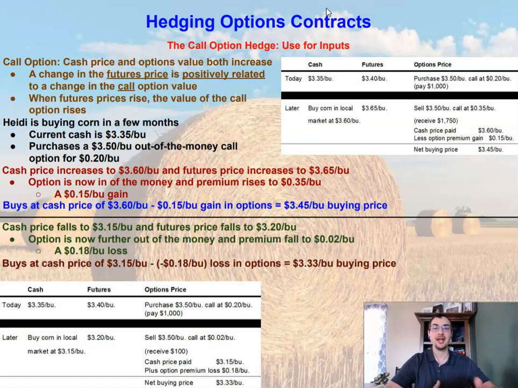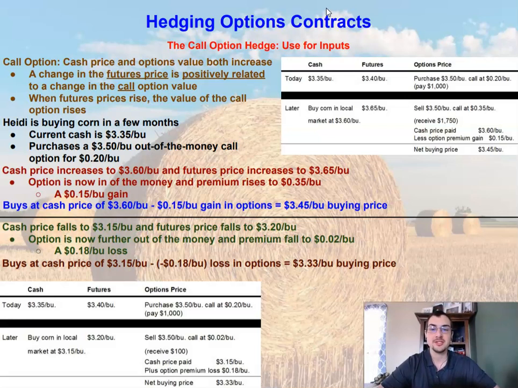Remember that we're buying this too. So why would we want to engage in something where if cash prices go up, our option's value goes up as well, but if both go down, we lose on both ends? Well, think about it this way. You're buying this particular commodity, right? So if the cash price goes up, we're paying more for this commodity. That's not exactly ideal. That's not what we really want to do.